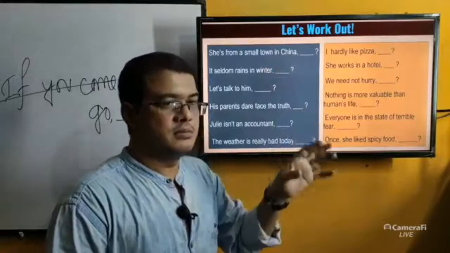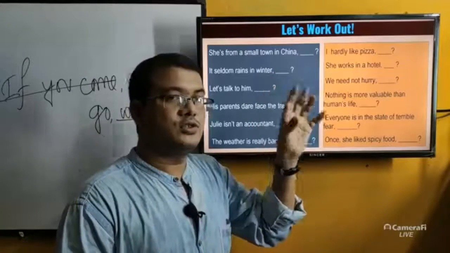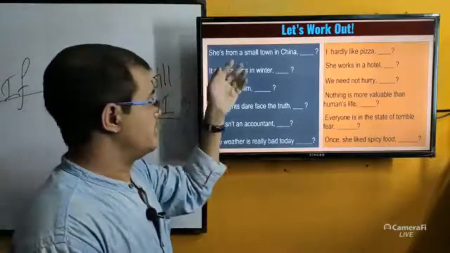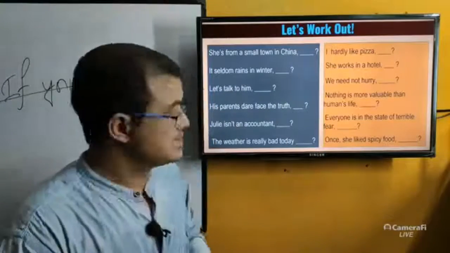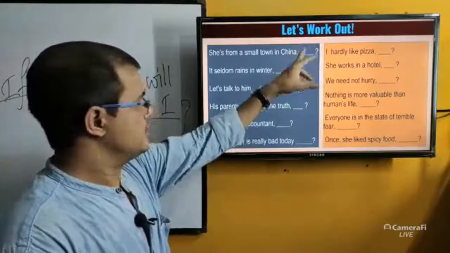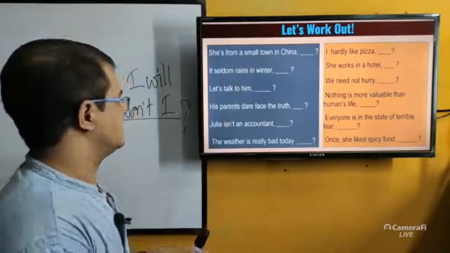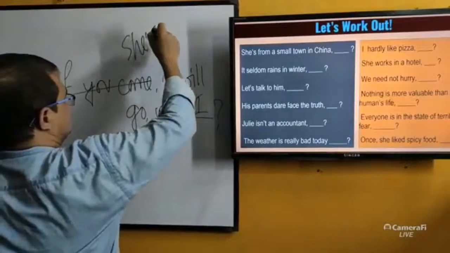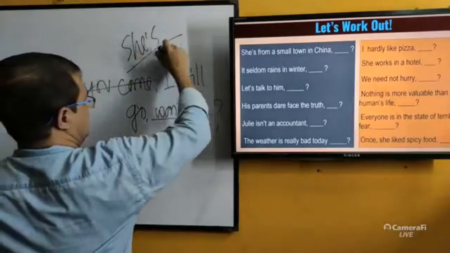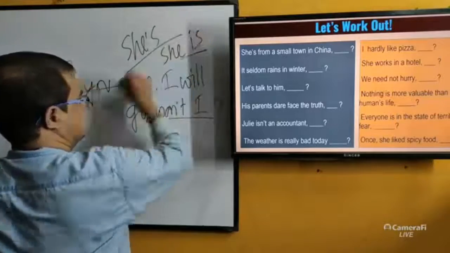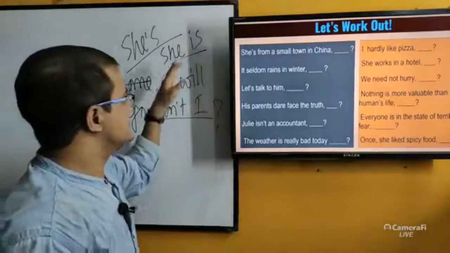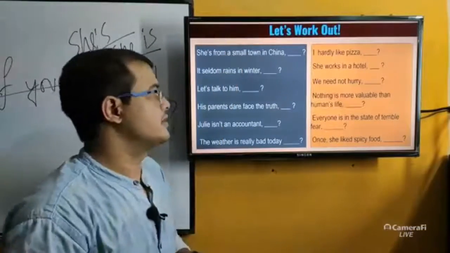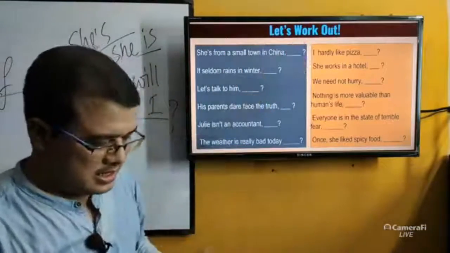She is from a small town in China. So it's a be verb, so it would be isn't it, because she is. Here you can see it is the short form of she is. She is from a small town in China, so it would be isn't she.